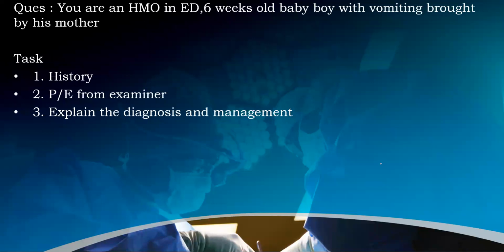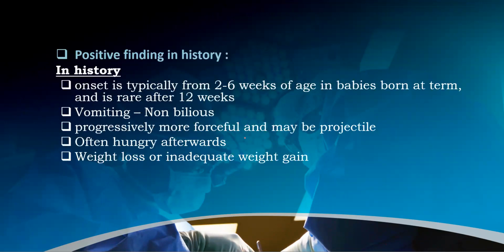You are an HMO in ED, a 6 weeks old baby with vomiting brought by his mother. Your task is to start with a history, PFE, explain the diagnosis and management. What could be the positive findings in history? Most of the time, as I said, pyloric stenosis is common in 2 to 6 weeks of age. It's very rare to happen after 12 weeks.